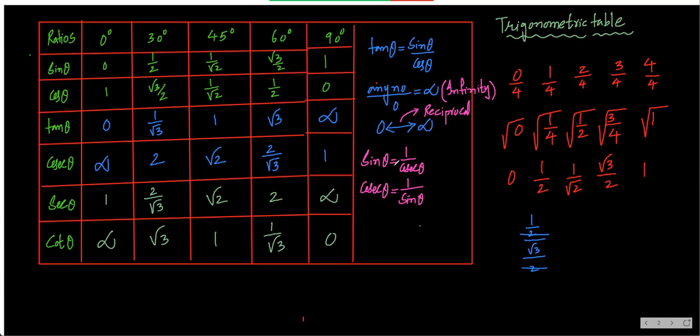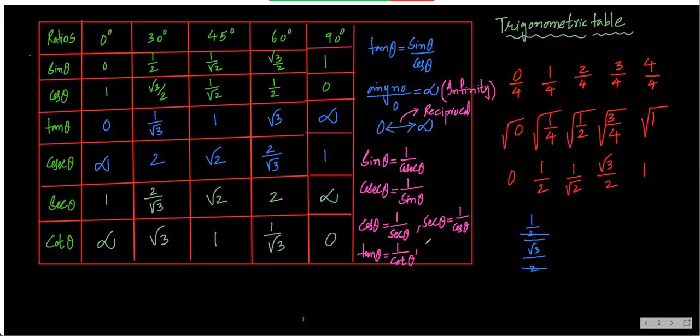See, these are the reciprocal ratios. Sin theta can be written as 1 by cosecant theta. Cosecant theta is equal to 1 by sin theta. Similarly, cos theta is equal to 1 by secant theta, secant theta is equal to 1 by cos theta. Tomorrow, I will ask everything this one. If you understand and if you can give me the answer, then the class will go smoothly. Otherwise, you have a lot of confusion.